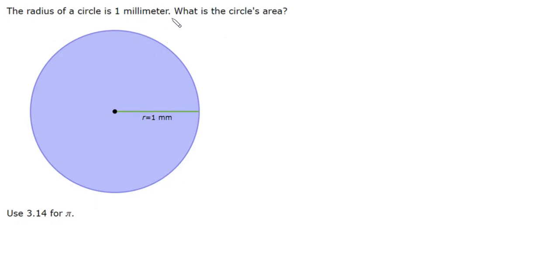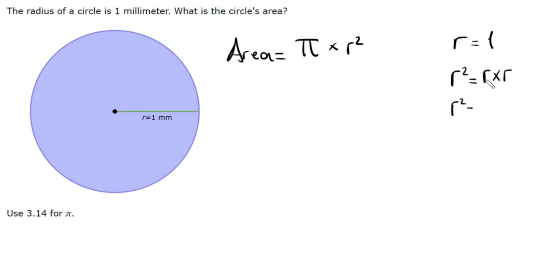The radius of a circle is 1 millimeter. What is the circle's area? The area is pi times r squared. First, let's find r squared. R is equal to 1 millimeter, and r squared is r times r. I'm going to replace r by 1, so 1 times 1 is just 1.